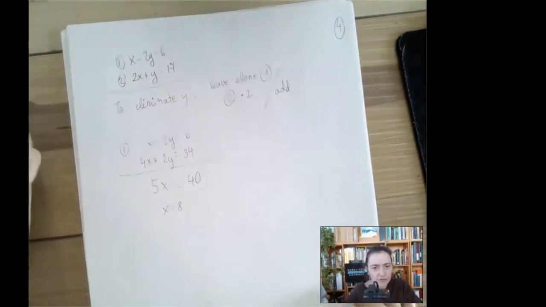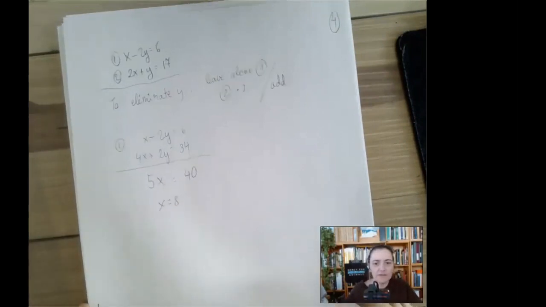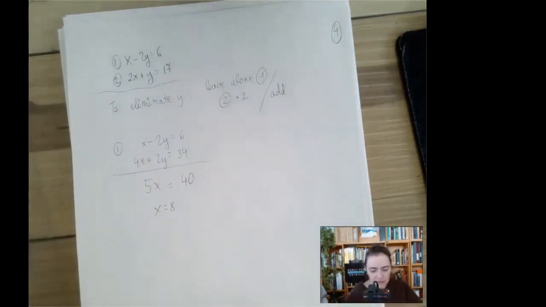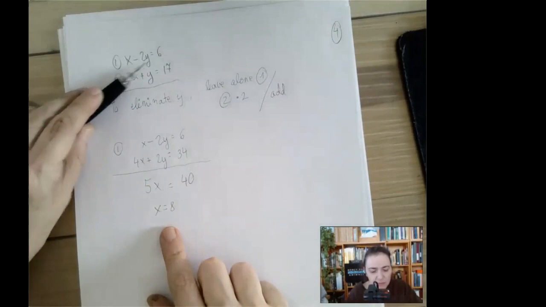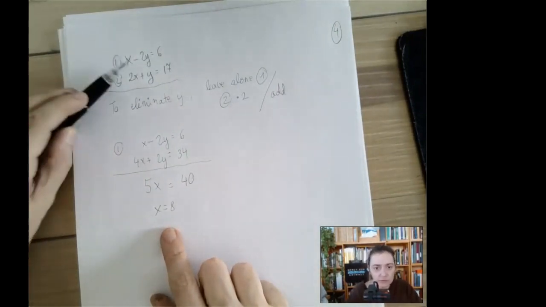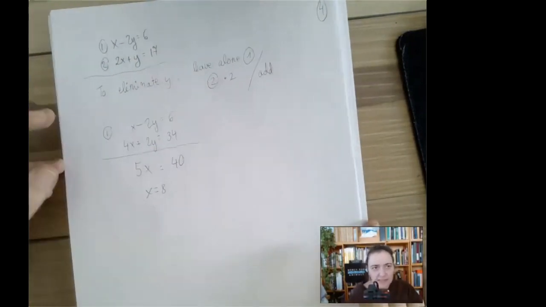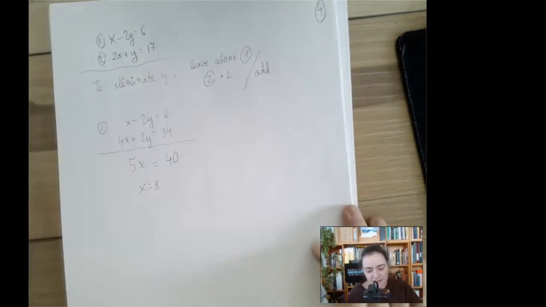Now remember, we solved this graphically. We graphed it and the intersection point was 8, 1. And just for kicks and giggles, so we no longer need to do elimination, we can take x equals 8, 8 minus 2y is 6. 8 minus what is 6? 2. So 2y is 2, y is 1. Easy breezy. But just for practicing, let's eliminate x.